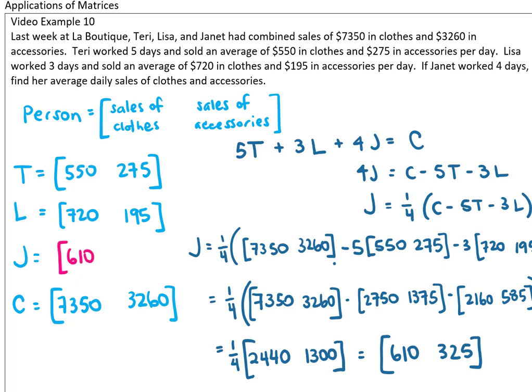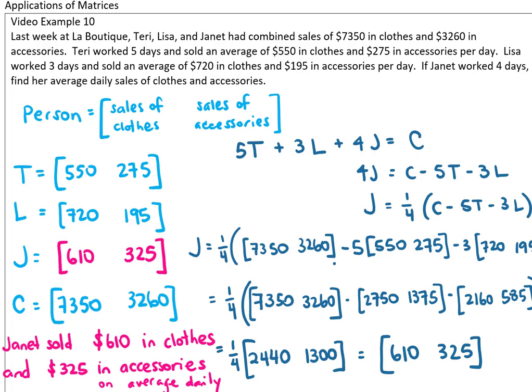So we know that $610 is how many clothes she sold every day, and $325 is how much accessories she sold each day. Let's write that out in words. Remember that all word problems should always be written with our answer in words, answering the question as it's asked. And since it asked us to find her average daily sales of clothes and accessories, we want to address that in our answer.